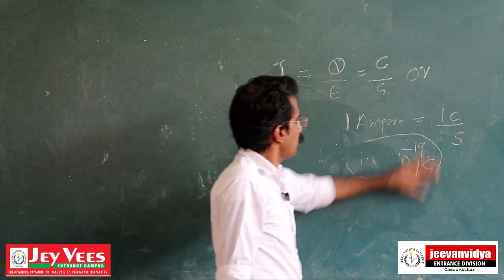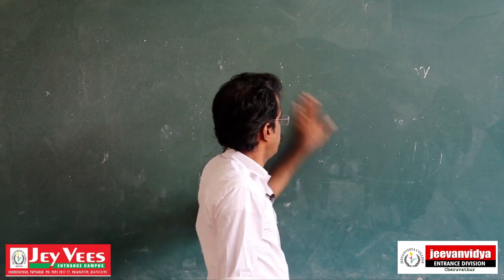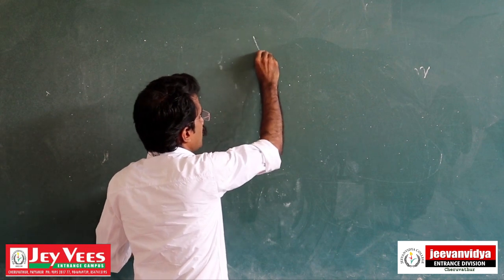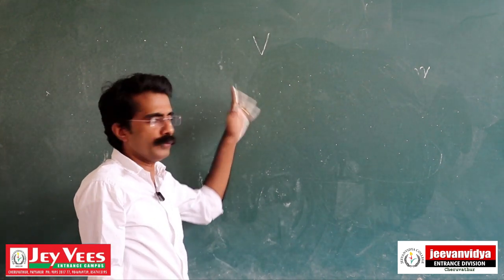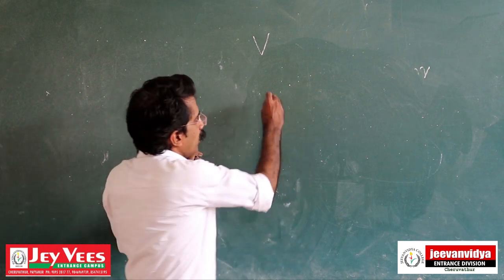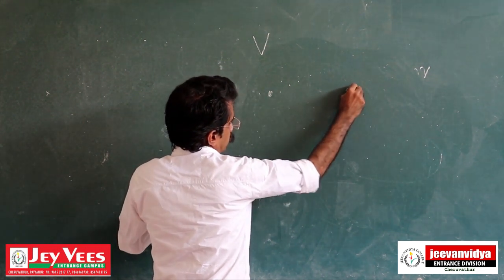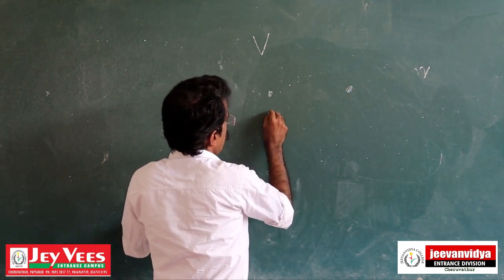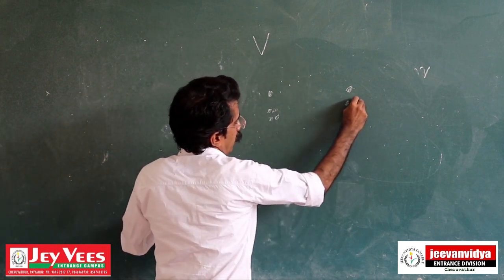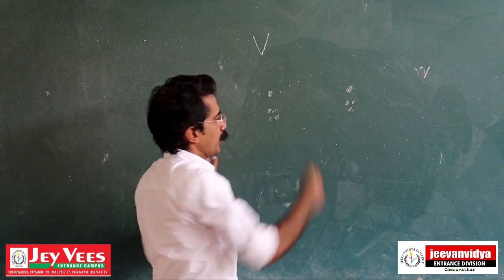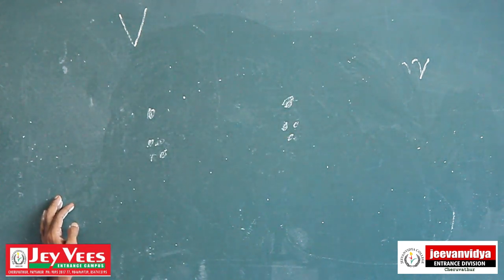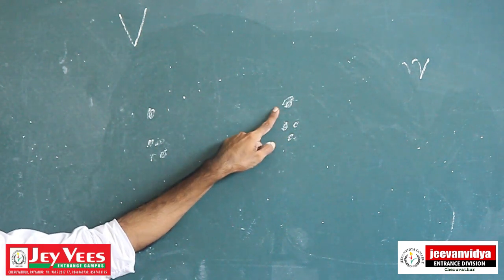Then another is potential difference. The potential difference is denoted by letter V. Its unit is volt. Then there are 2 points. This is higher potential, with a large number of charges, and lower potential, with a lower number of charges. The current flows from higher potential to lower potential.